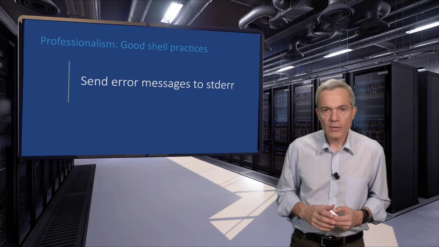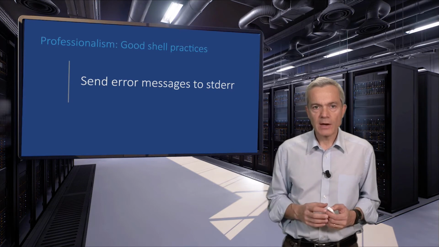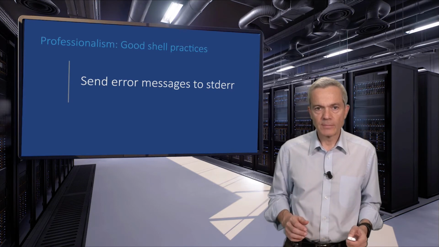We must send error messages to the standard error channel, not the standard output. To do that, we redirect the command's output to &2. Number 2 represents the standard error stream. Here, I run echo error and redirect it to &2. This outputs error, but on the standard error, which also corresponds to my terminal.